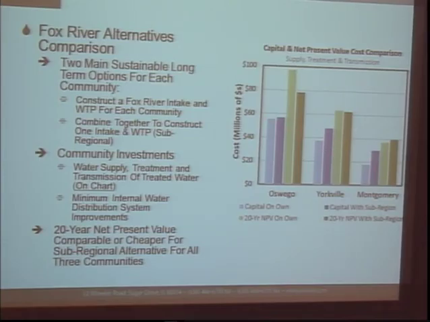But when you factor in that annual O&M, which is the green lines, the light green being the 20-year net present value on own, and the dark green being sub-regionally, the scale certainly tips. So Oswego, significantly cheaper to go in as a group. Yorkville, very comparable. In Montgomery, potentially slightly less in the short term, 20 years being the short term. Longer term, it gets very close overall.